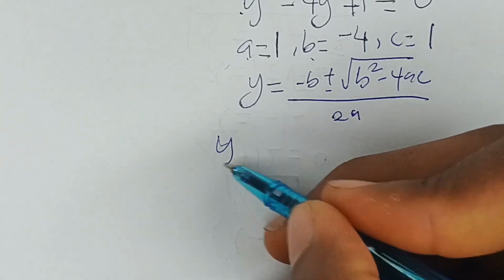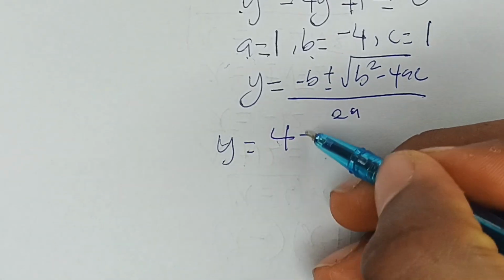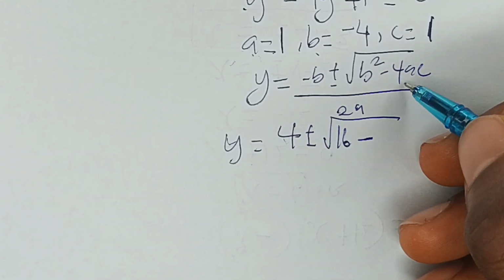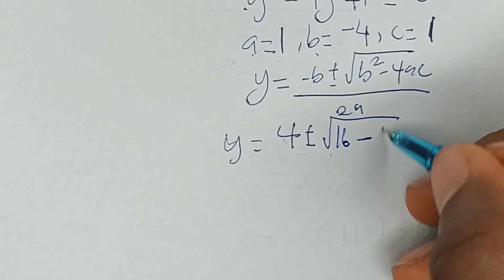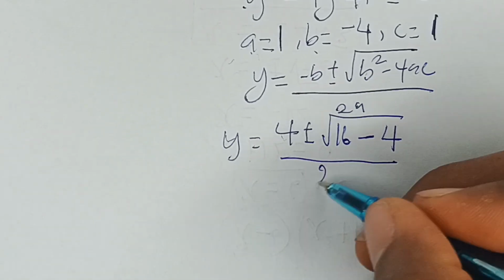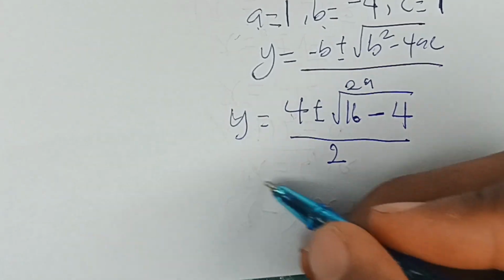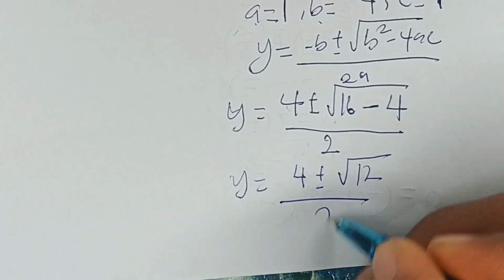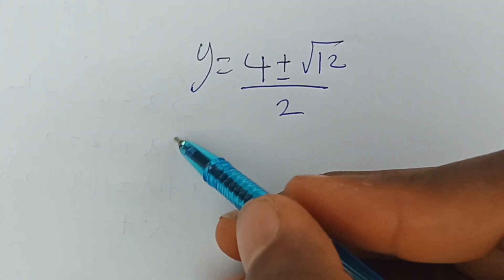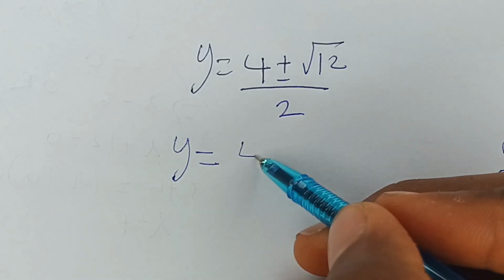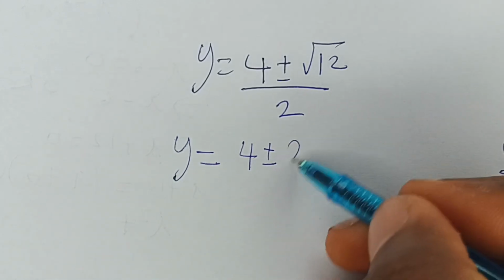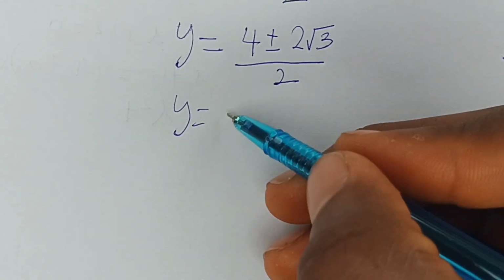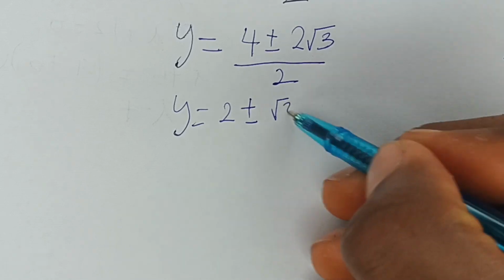So we have that y will be equal to minus negative 4, which is 4, plus or minus the square root of 4 squared, which is 16, minus 4 times a times c, which is 4 times 1 times 1, which is still 4, all over 2 times a, which is 2. From here, y will be equal to 4 plus or minus the square root of 12 over 2. The square root of 12 is 2 root 3, all over 2. Then y will be equal to 2 plus or minus root 3.